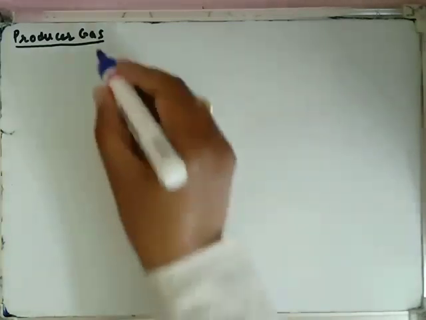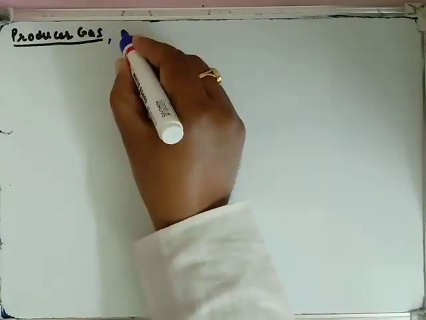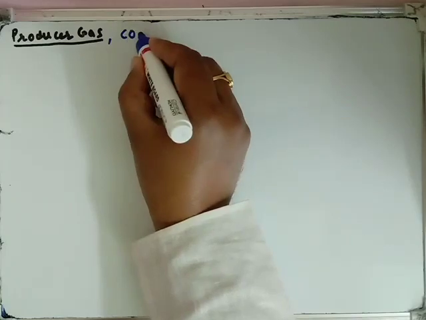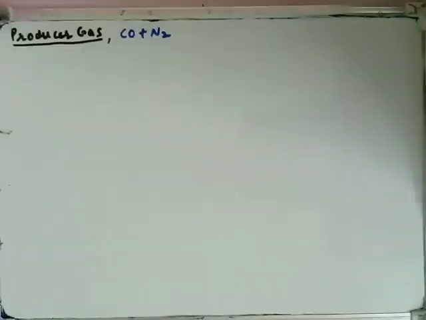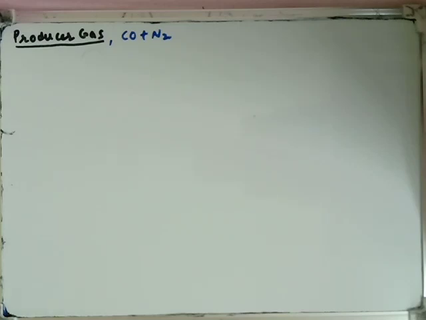Producer gas is a gaseous fuel which is used in the industries for various applications, and it is mainly composed of two components, that is carbon monoxide and nitrogen. Simply we can say that producer gas is a mixture of carbon monoxide and nitrogen which is used for various applications in the industry.